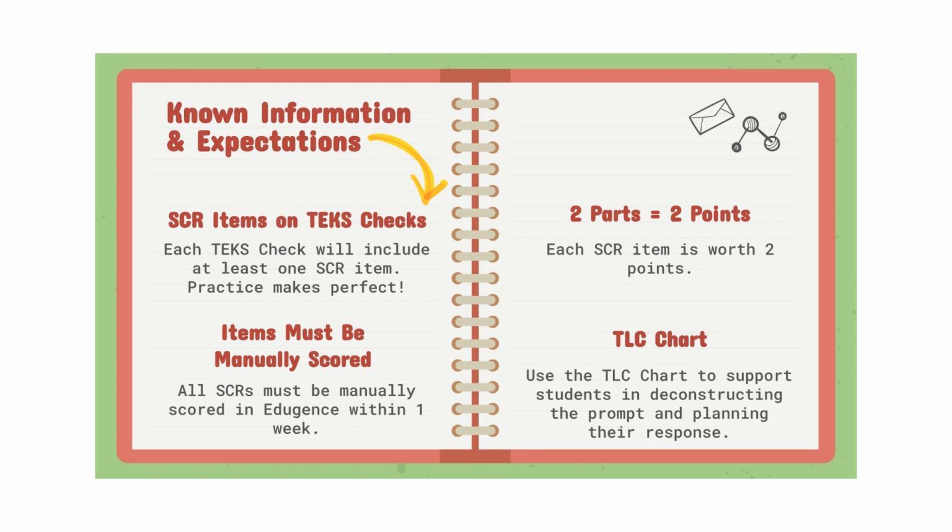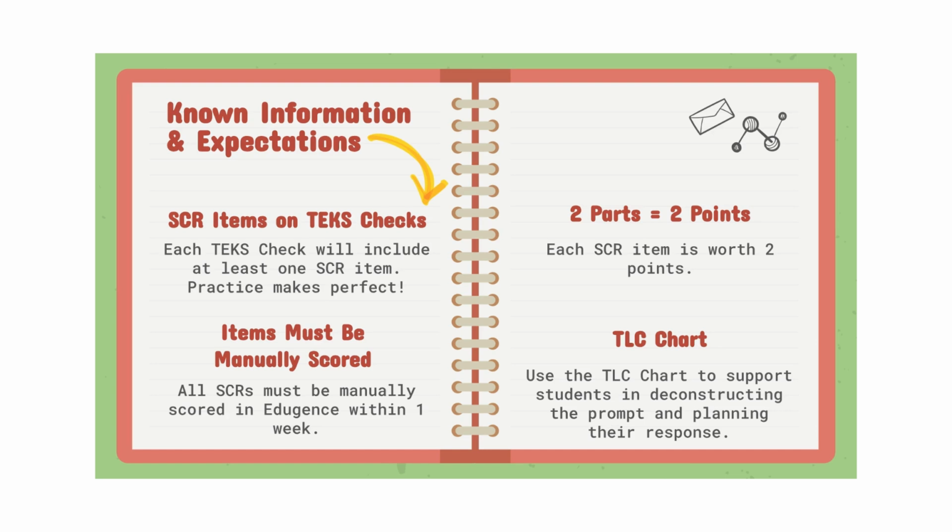Next, let's review a little more about the known format and scoring criteria for SCR items. Short constructed response questions will always be written with a 2-part format, and each item is worth 2 points. Grammar, sentence structure, spelling, punctuation, etc. does not factor into the score. Students need to understand how to accurately and efficiently answer the 2 parts of the question.